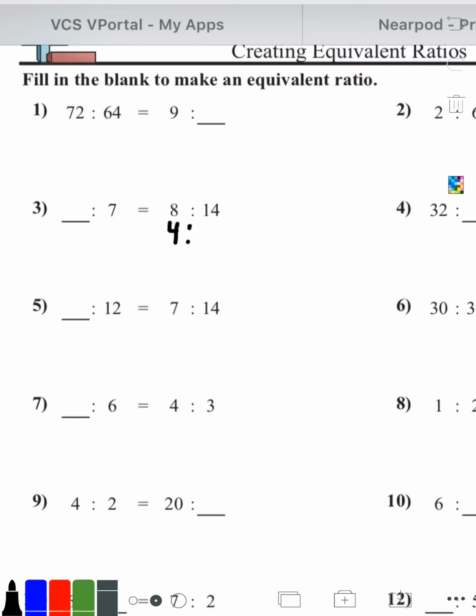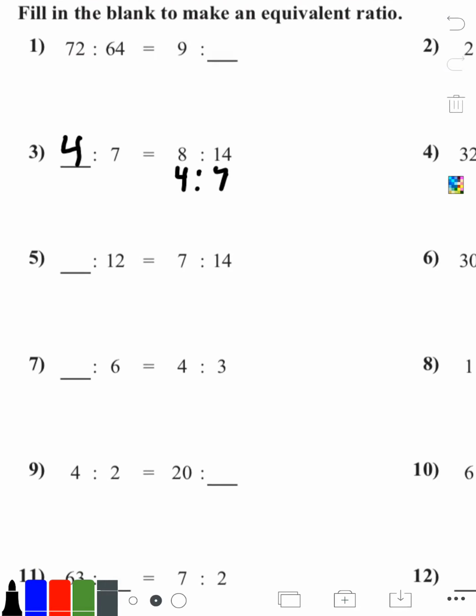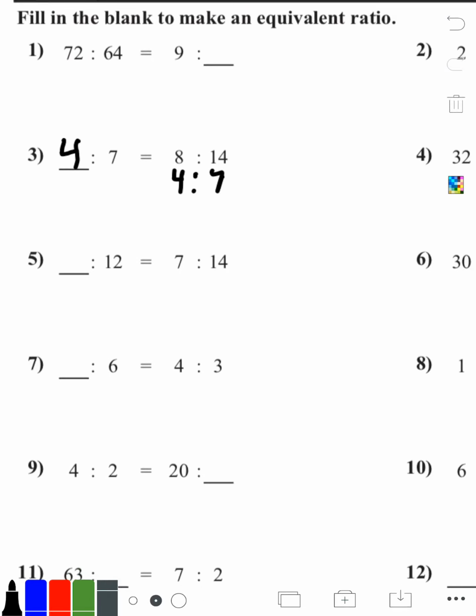4 to 7. Now, you can see right here it actually gave us the simplified version that worked out. So something to 7 is going to be 4, so that one worked out for us. Let's look at this next one. 7 to 14, greatest common factor of 7 and 14 is going to be 7.